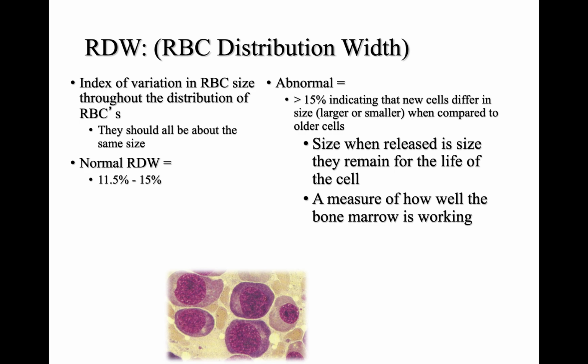Normal RDW is 11.5 to 15%. You do not have to know this number. It will be on a CBC for you to look at. Greater than 15% indicates that new cells differ in size, larger or smaller when compared to older cells, and they shouldn't be. They should all be about the same size. Size when released is the size that they remain for the life of the cell, a measure of how well the bone marrow is working.